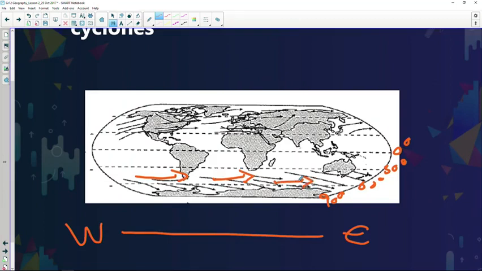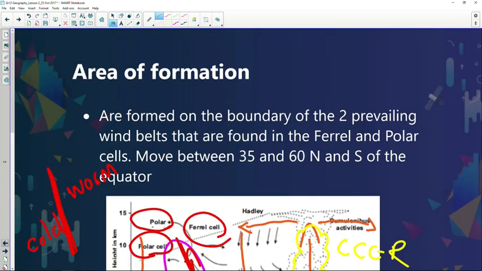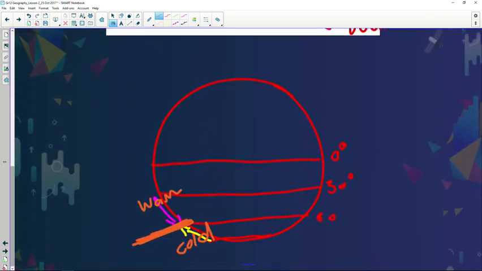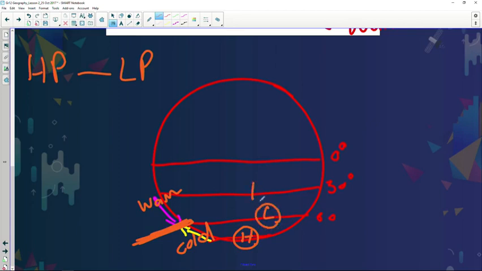Why does it move from west to east? Let's go back to our previous diagram. In the previous lesson, we looked at the movement of air. Air moves from a high pressure to a low pressure. And we established at the 90 degree, there's a high pressure, there's a low pressure, there's a high pressure, and there's a low pressure, because of warm conditions. Now, because of deflection of the wind, known as Coriolis force, air deflects to the left.